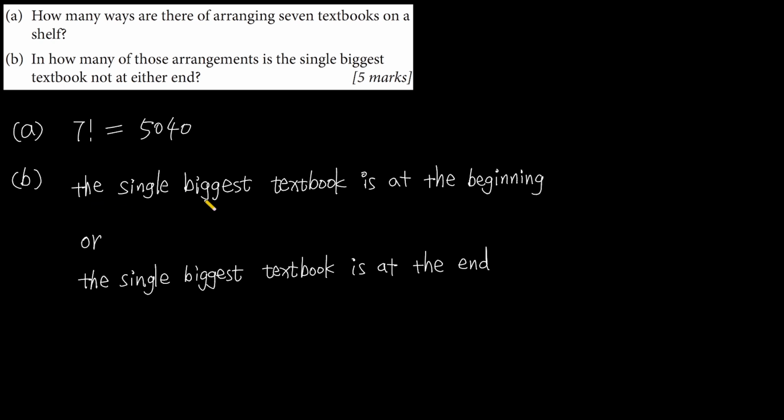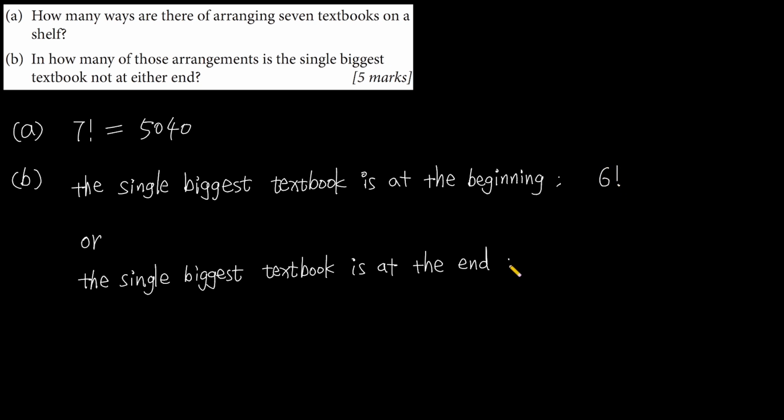Now, analyze the case that the biggest textbook is at the beginning. So for this case, we just put the biggest textbook at the beginning. Then we permute the left 6 textbooks. So the total weight is just 6 factorial.